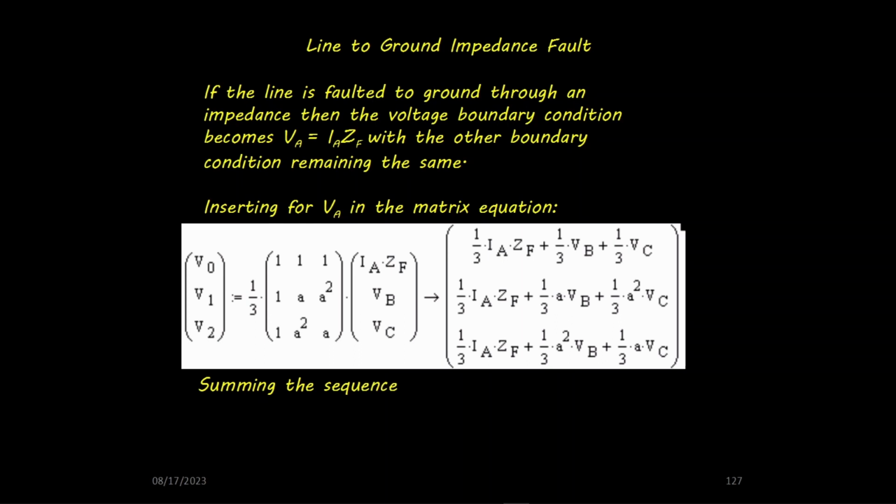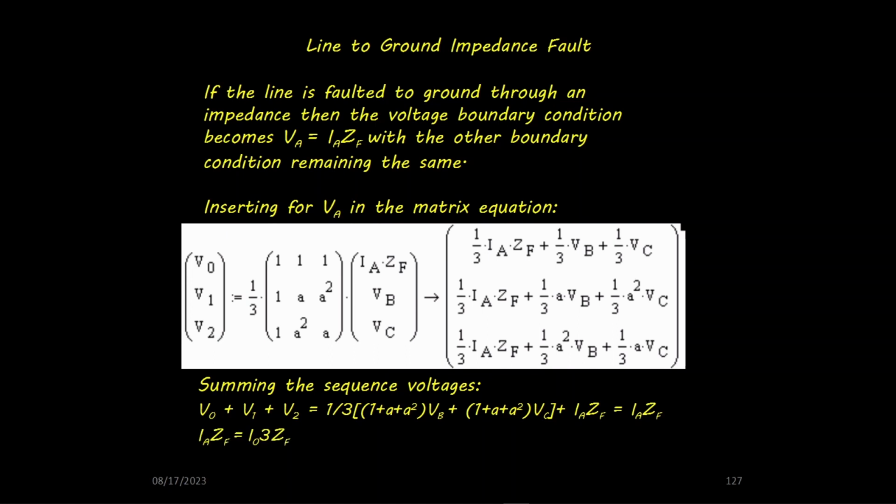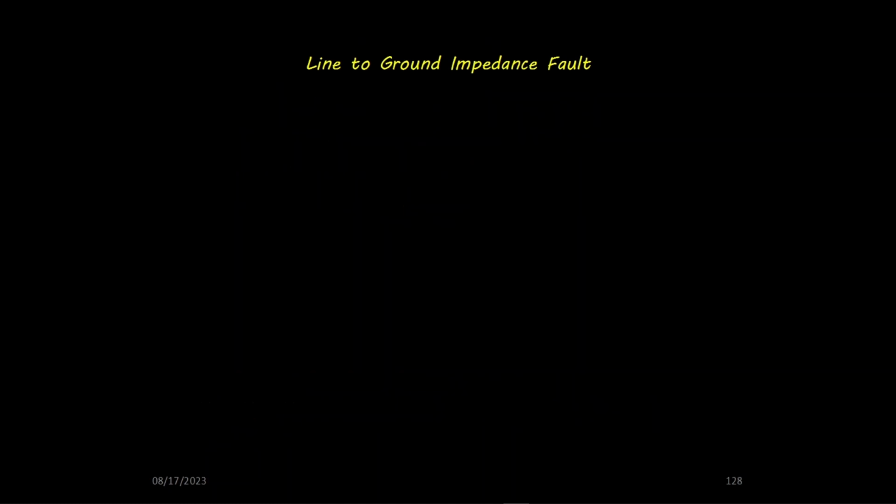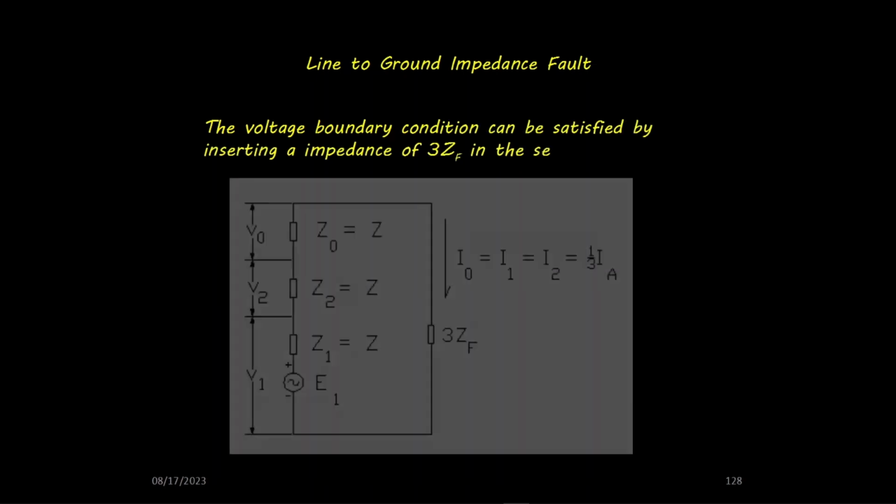Summing the sequence voltages, V0 plus V1 plus V2 equals 1/3 the quantity (1 plus A squared) times VB plus (1 plus A squared) times VC plus IA times ZF. Since 1 plus A squared equals 0, the sum of the sequence voltages is IA times ZF, and IA ZF equals I0 times 3ZF. The voltage boundary condition can be satisfied by inserting an impedance of 3ZF in the series circuit.